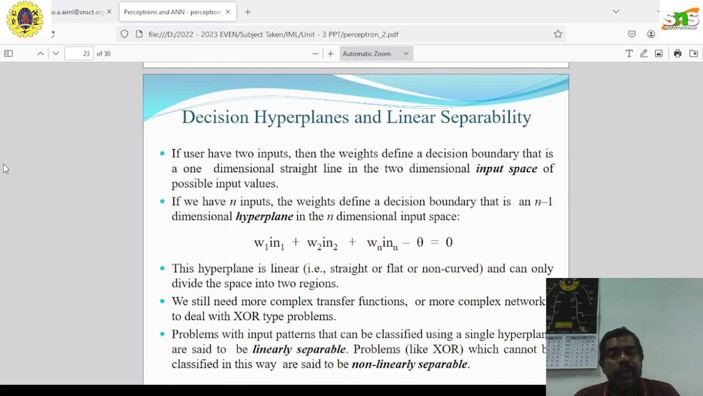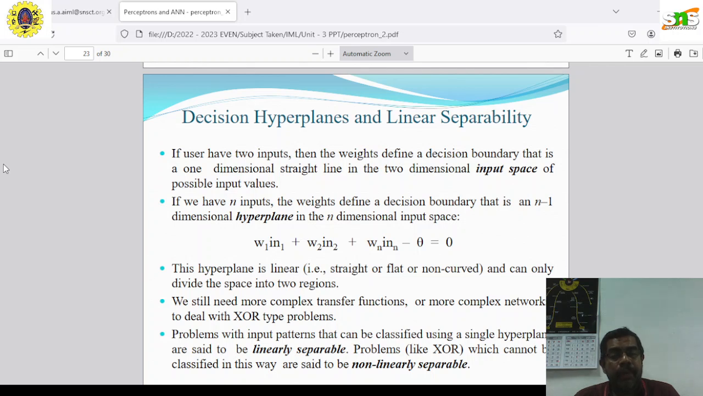We already saw this in the previous cases. This kind of hyperplane is called linear, or straight, or non-curved, or flat, and can only divide the space into two regions, the positive side and the negative side. Still we have to go on to a little more complex problem, the XOR type of problems.